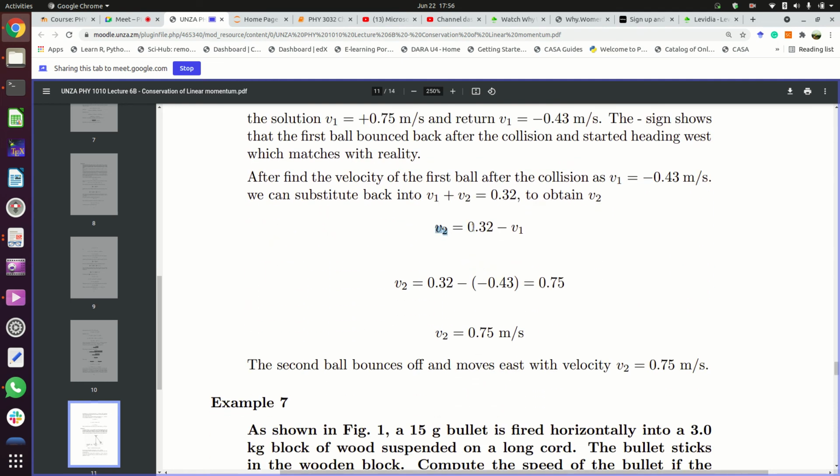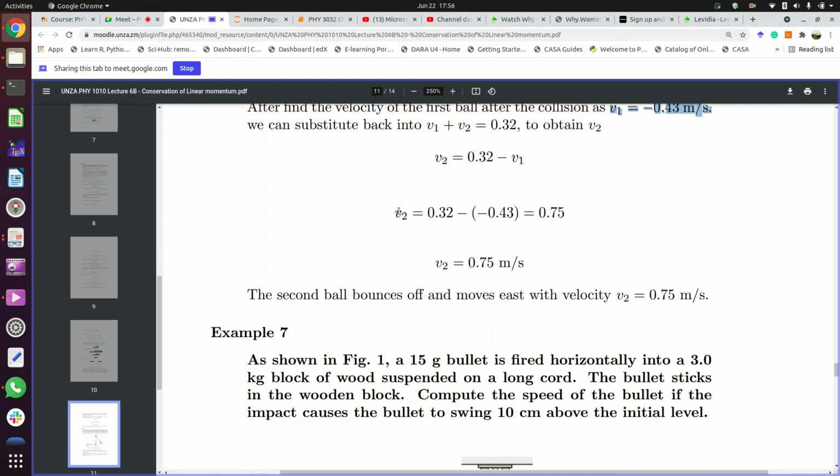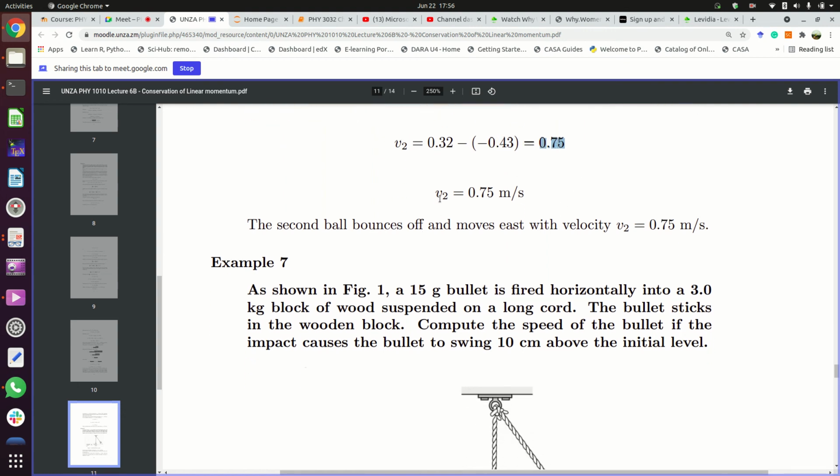So v2 is going to be 0.32 minus v1. Now, we have found v1 to be minus 0.43. So v2 is going to be equal to 0.32 minus, minus 0.43, and this gives us a velocity of 0.75. So we end up having v2 with a velocity of 0.75 meters per second.